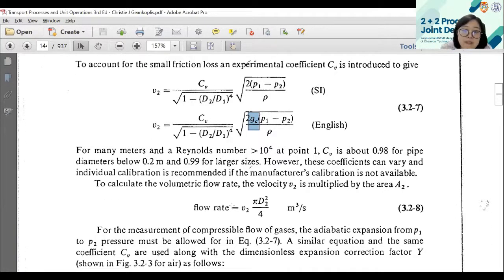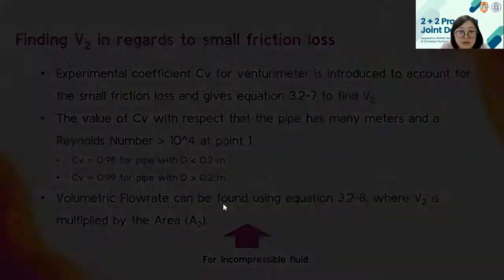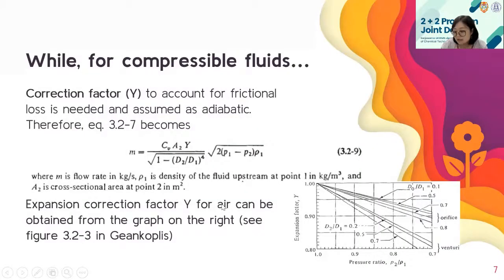Okay, now if I want to find the flow rate, I will use this equation. So just multiply the V2 with the cross-sectional area. Just that. That's the flow rate. Okay, while that's for incompressible fluid, right?